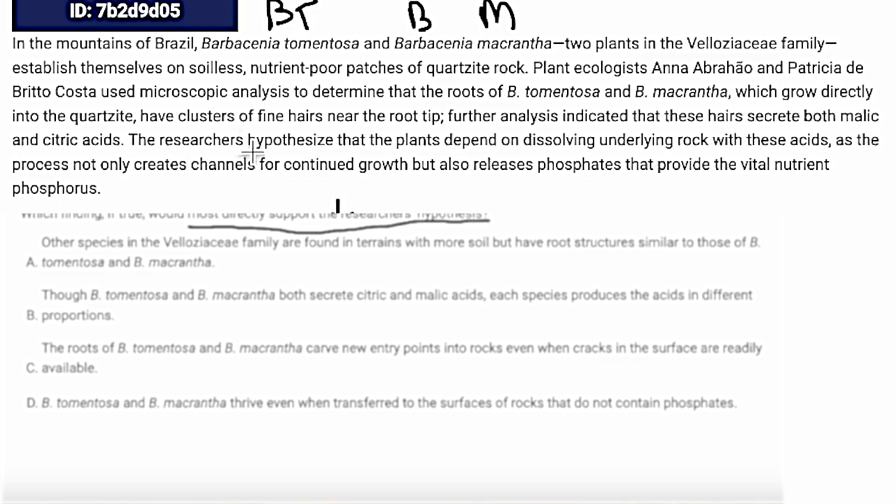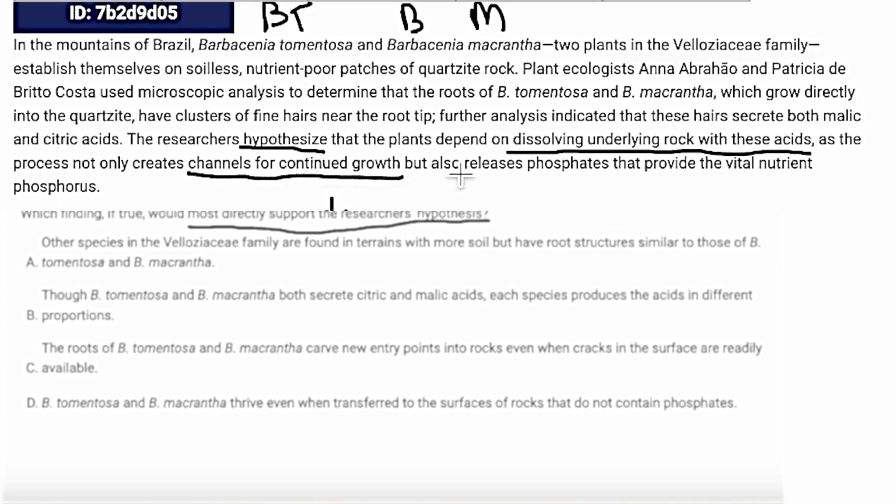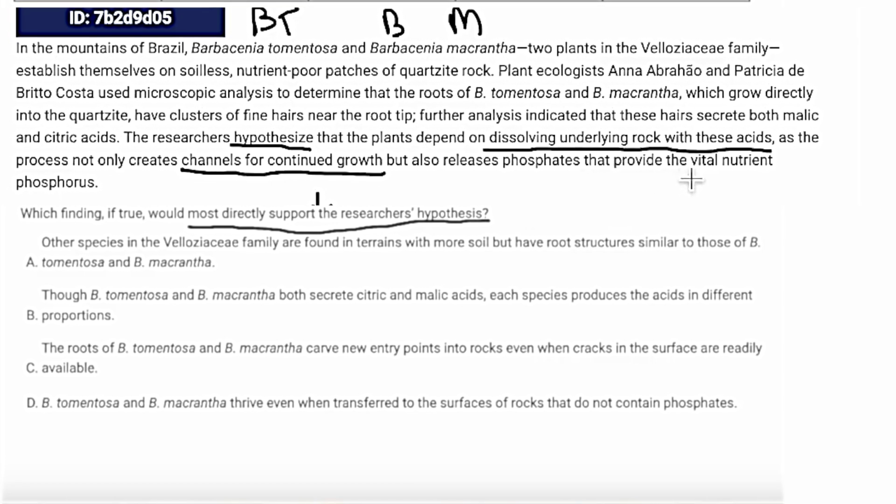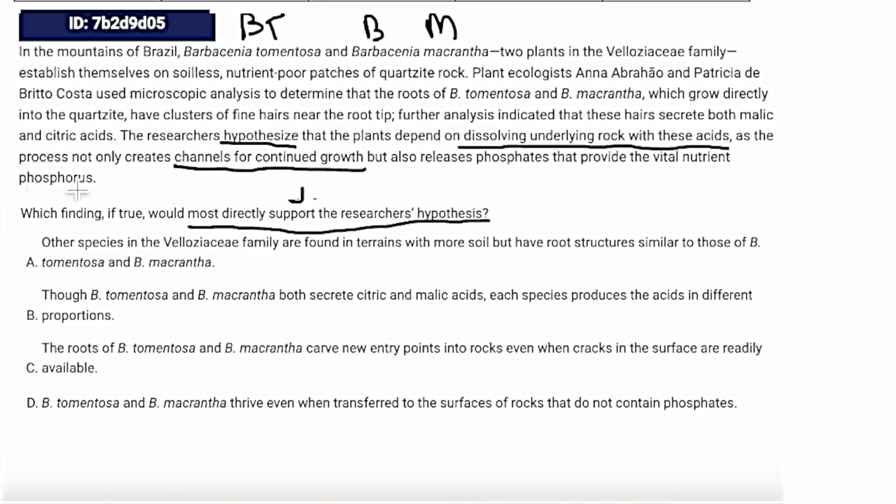The researchers hypothesize. Okay, so you'll notice that pretty much none of that is important to me until I see hypothesis. Now, we do need the setup in order to know what this hypothesis means, but my blinkers are turning on when I see that word hypothesize. That the plants depend on dissolving underlying rock with these acids, as the process not only creates channels for continued growth, but also releases phosphates that provide the vital nutrient phosphorus.